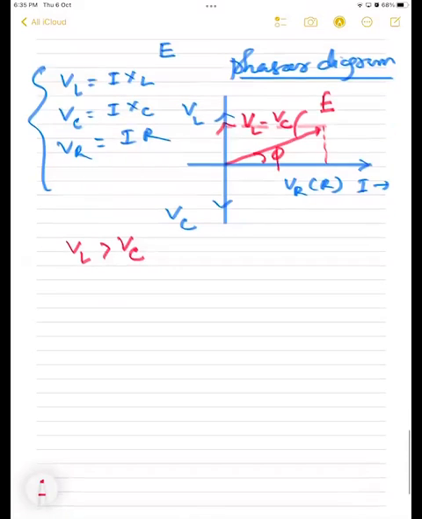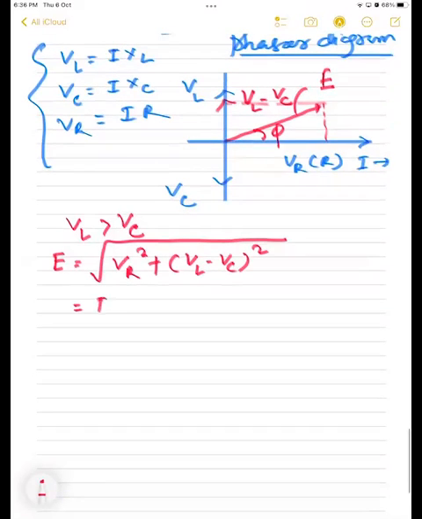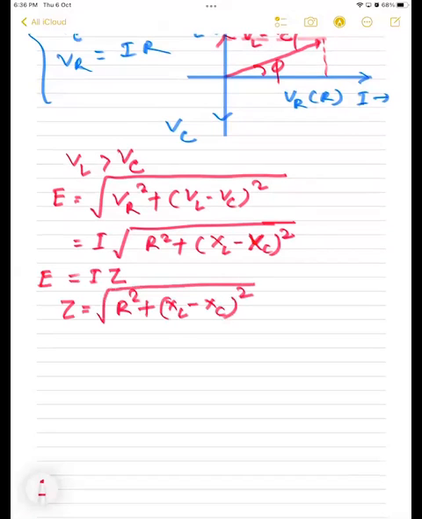So you can see the net EMF, we can give as net EMF is equal to how much? Square root of VR square plus VL minus VC whole square, correct? And taking I out, you can write here R square plus XL minus XC whole square, right? And this is equal to E is equal to I into Z. This Z is nothing but impedance, that is square root of R square plus XL minus XC whole square.